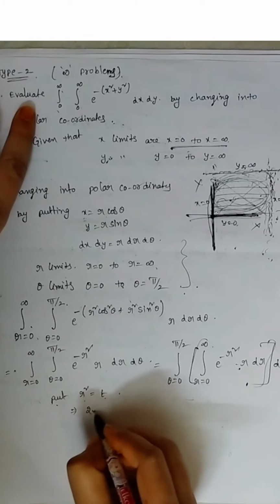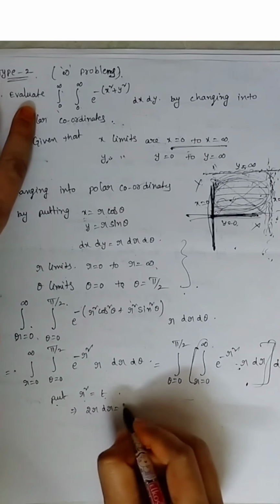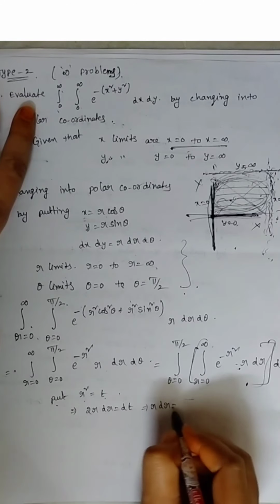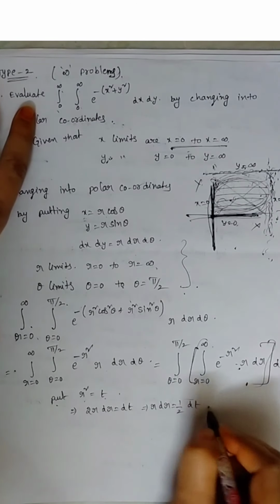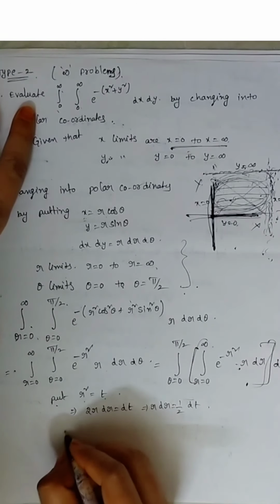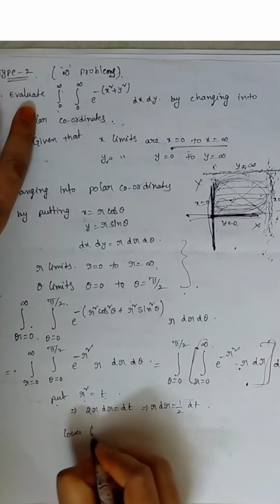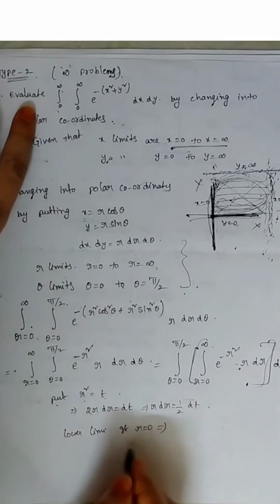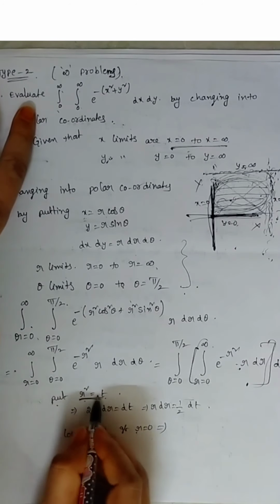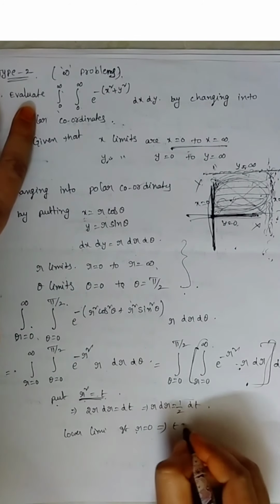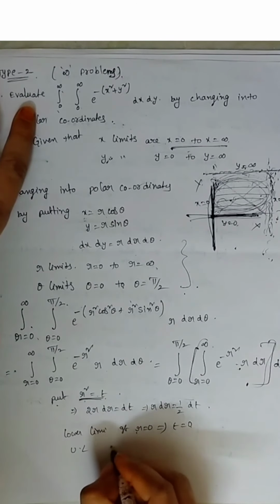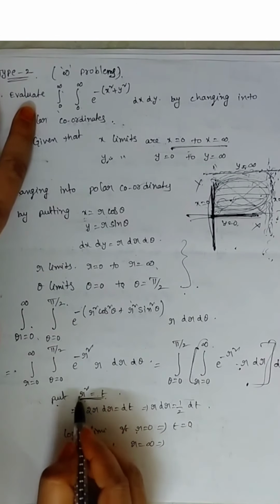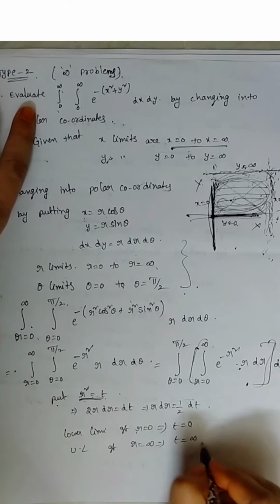For this integration, put r square equals t. This implies 2r into dr equals dt. This implies r into dr equals 1 by 2 into dt. So substitute the limits. Lower limit, if r equals 0, substitute r equals 0 here: 0 square equals t, that implies t equals 0. Upper limit, if r equals infinity, infinity square means infinity, so t equals infinity.